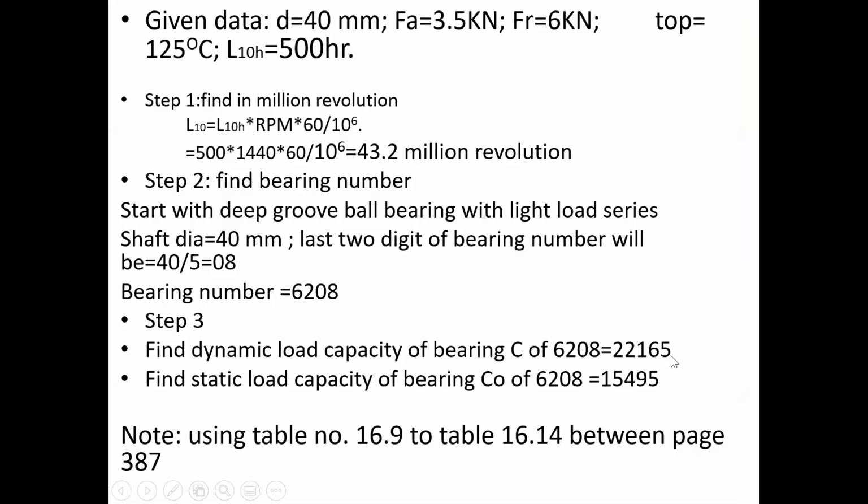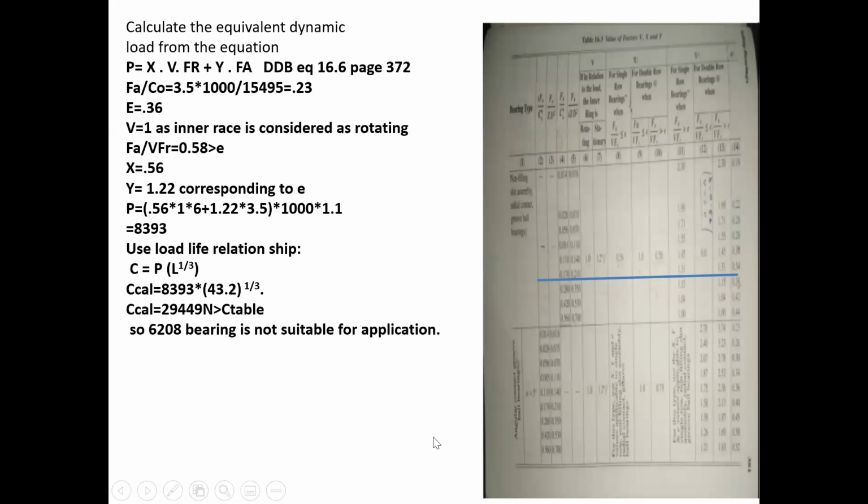And what is the value of C from the table is 22,165. And at the same time, the bearing is operating at 125 degrees centigrade. So we have to reduce this value by 5%. That means only 0.95 times of this value is to be checked with the C calculated, and from that this C calculated is coming greater than the C table, so the bearing is not suitable. Okay, so we have to go into another iteration.